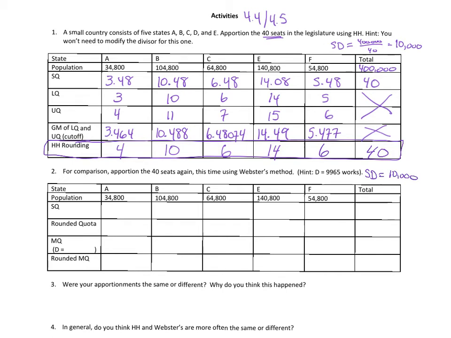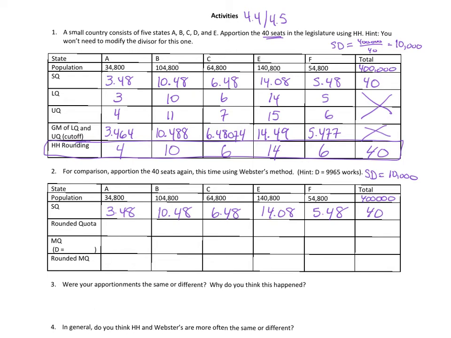We get standard quotas by dividing every state's population by 10,000: 3.48, 10.48, 6.48, 14.08, and 5.48. That's exactly 40 seats. Okay, so now we round.